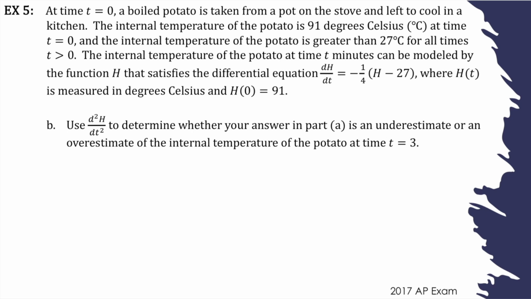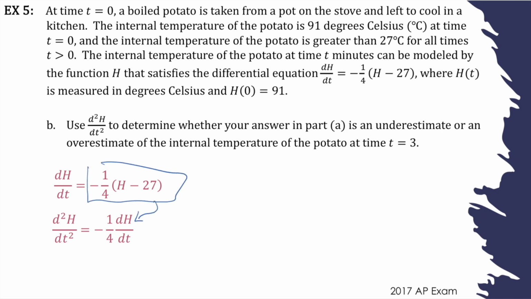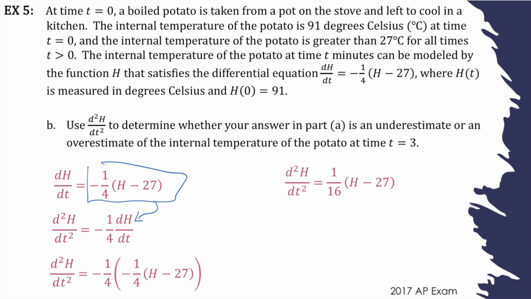All right, use the second derivative to determine whether your answer in part A is an underestimate or an overestimate of the internal temperature of the potato at time t equals 3. Okay, we need the second derivative. So the second derivative is just -1/4 dH/dt using implicit differentiation. And we know what dH/dt is, so let's go ahead and substitute that in there. And we can clean it up a bit. So we've got 1/16 times (h minus 27).